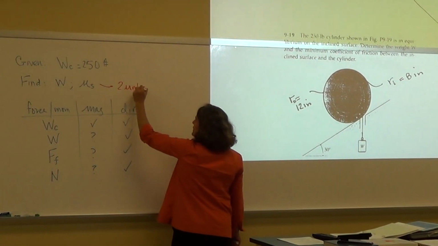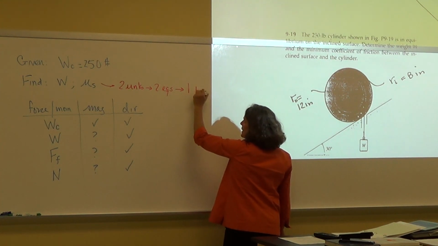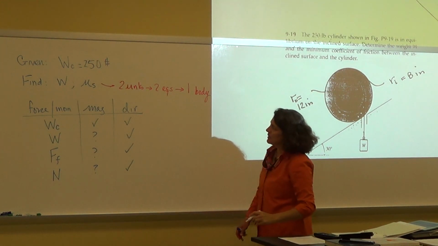Two unknowns, how many equations do we need? Two equations, how many bodies? One body. They don't want the force equation, they want the coefficient. Right.